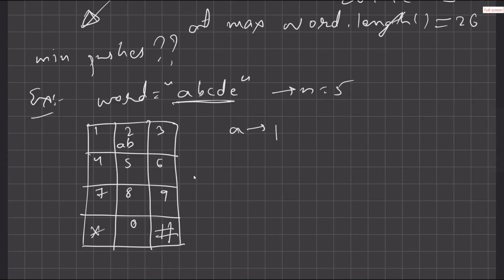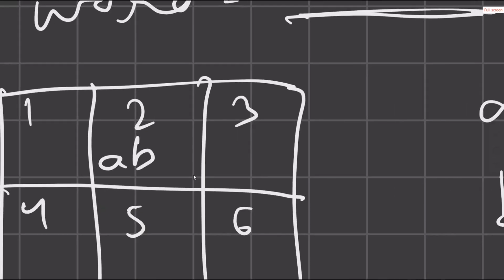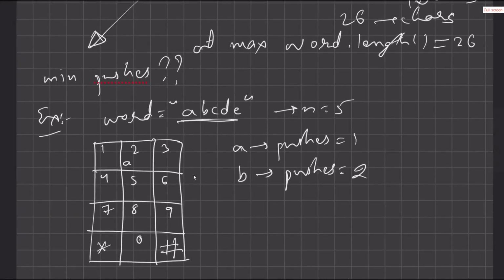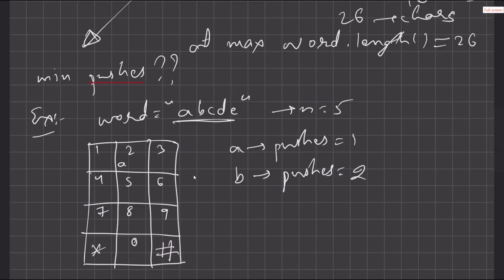A, 1, how many pushes you have to do? 1. In order to type B, the pushes required here are now 2. So you have to minimize the pushes. That's the reason, in order to minimize the pushes, we'll be simply placing B at the next available position. C will be pushed at the next available position, then D, then E.